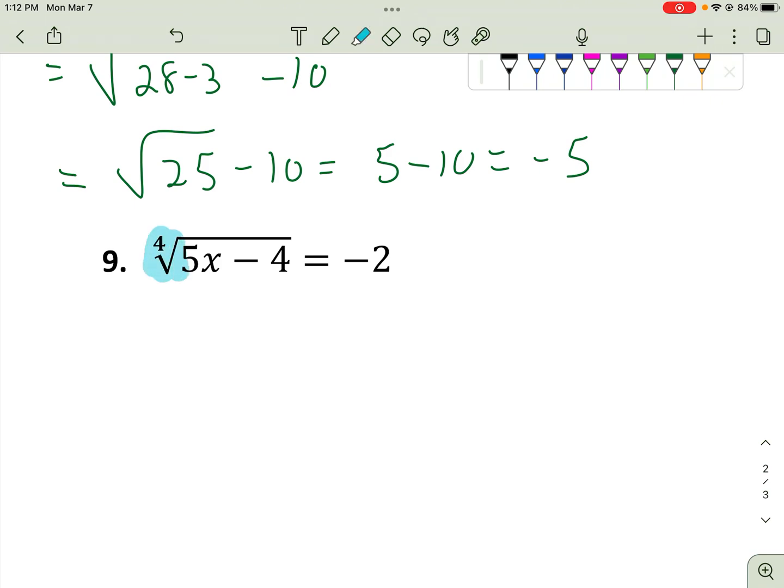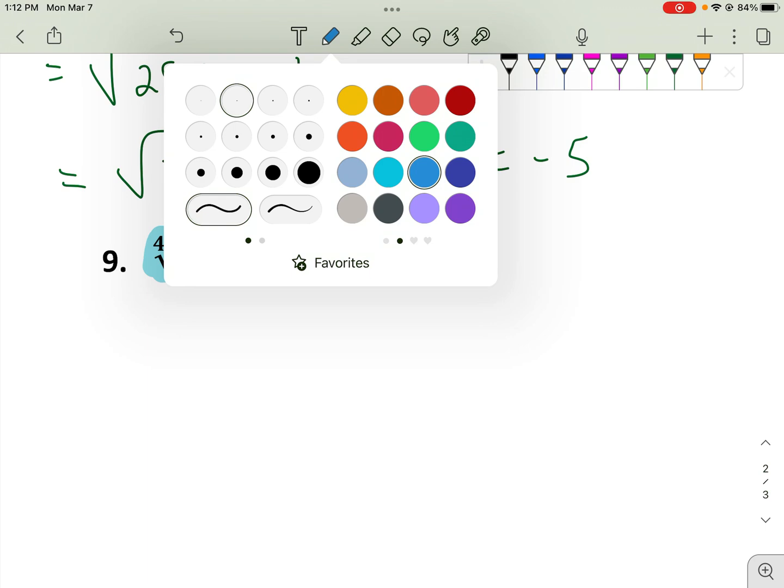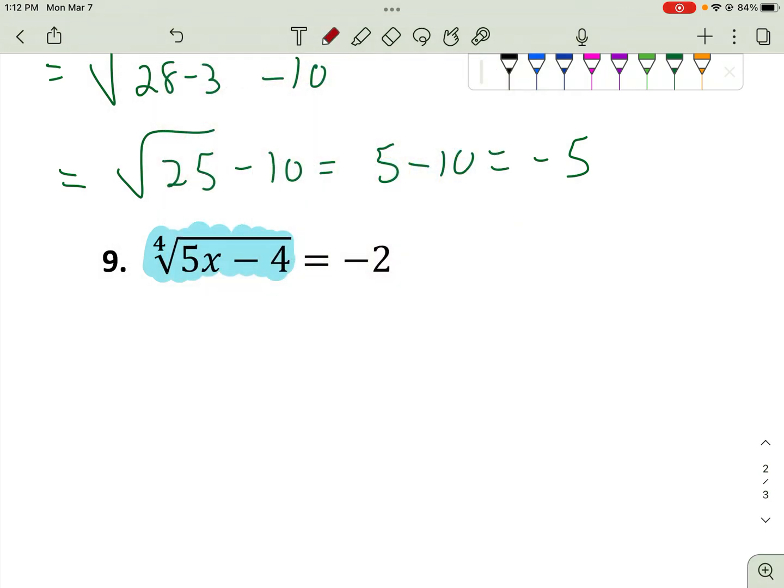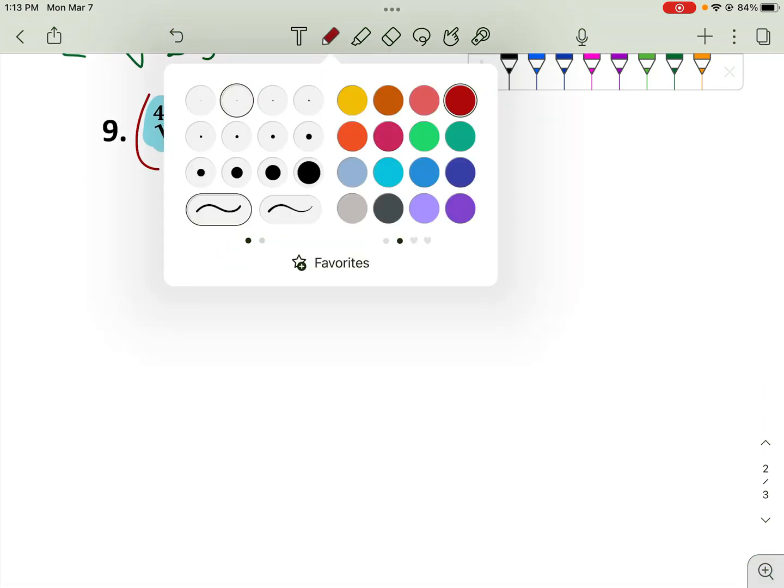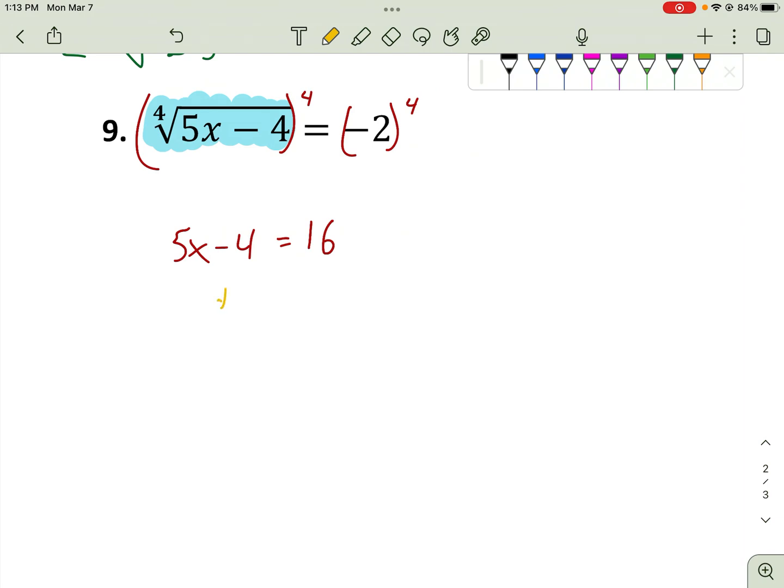Number 9, we have a 4th root. The 4th root thing is already by itself. There are no numbers on the outside, so we're good there. We can just start doing the problem. Raise both sides to the 4th power to get rid of the 4th root. And that leaves us with 5x minus 4 equals 16. Add 4 to both sides, and you get 5x equals 20. Divide both sides by 5, and you get x equals 4.